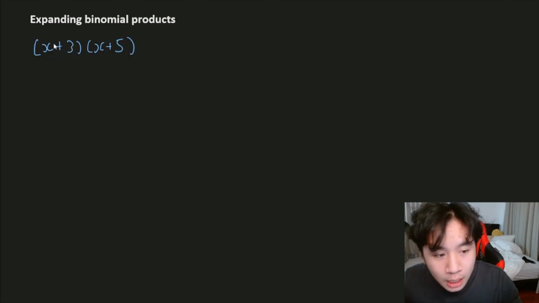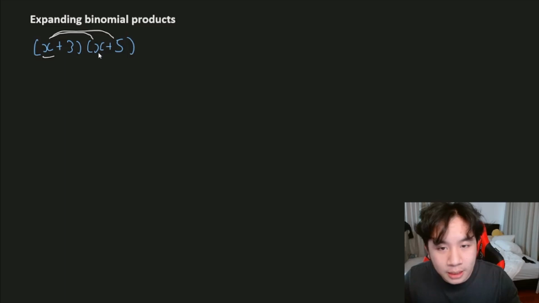So let's expand this. To expand this, it's fairly straightforward. With the first term here, x, you want to times it with the x and then the 5 after. So x times x, that should be x squared. And the x times 5, that should give you plus 5x.